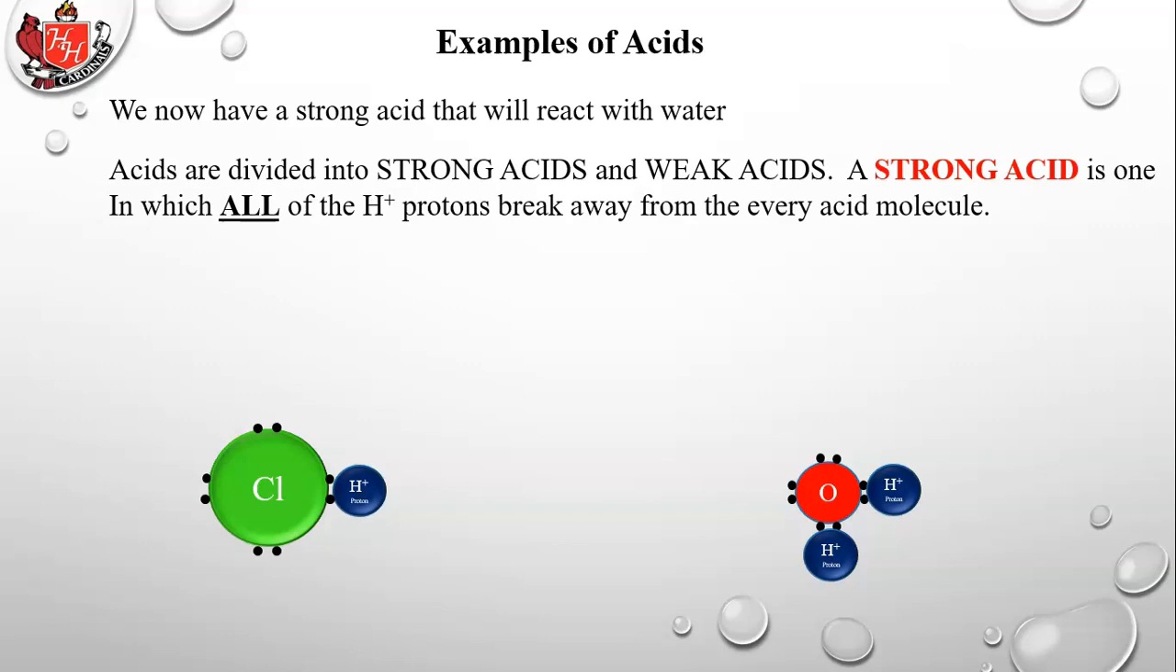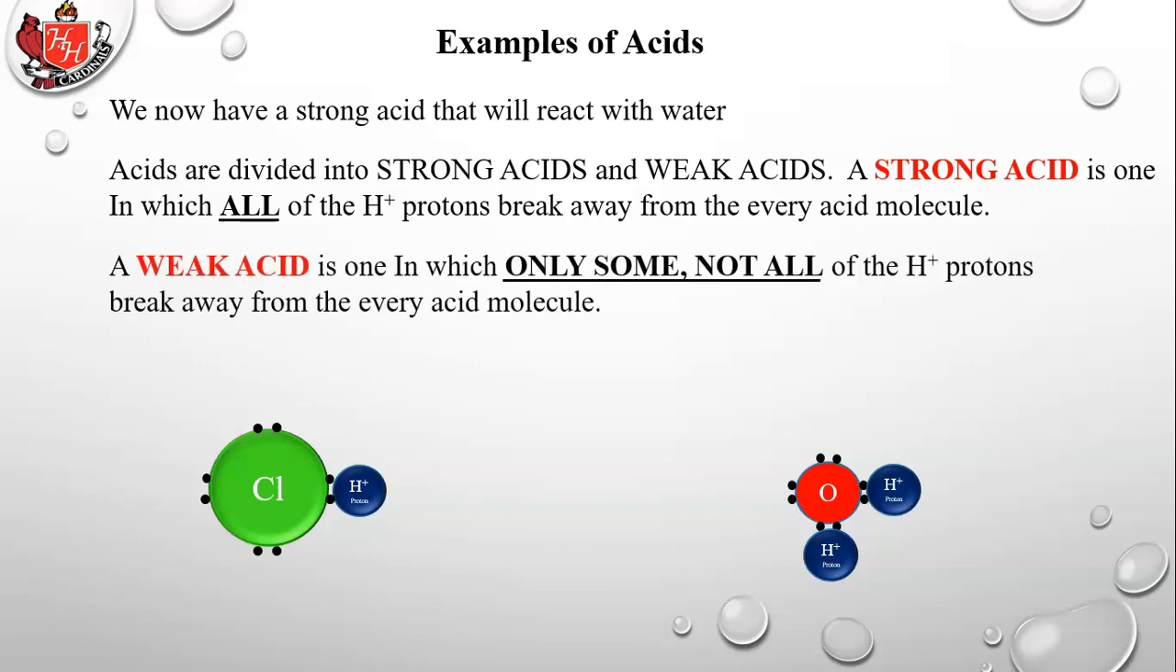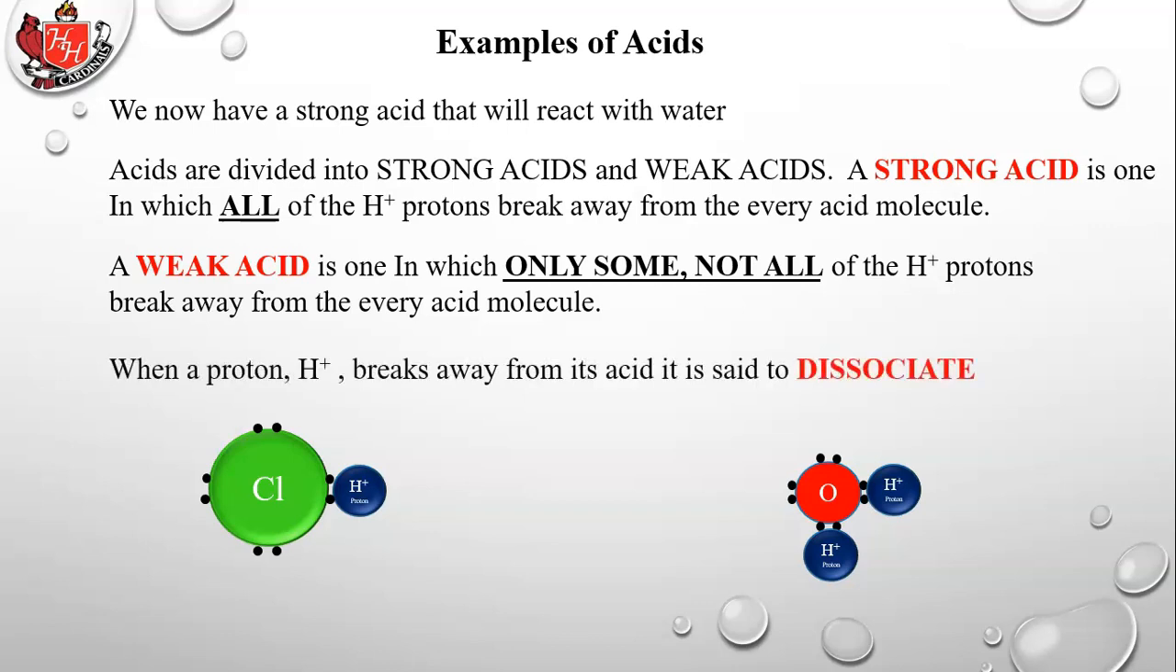Acids are divided into strong acids and weak acids. A strong acid is one in which all of the H plus protons break away from every acid molecule and then jump onto a water molecule or some other molecule, but usually it's water. A weak acid is one in which only some, not all, of the H plus protons break away from every acid molecule. When a proton, H plus, breaks away from its acid, it is said to dissociate.